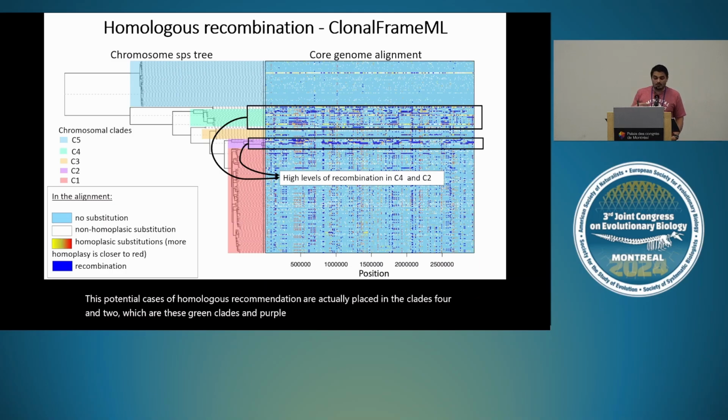But at the end of the day, what we really understood from using this tool is that there are very distinct patterns of homologous recombination across different clades.